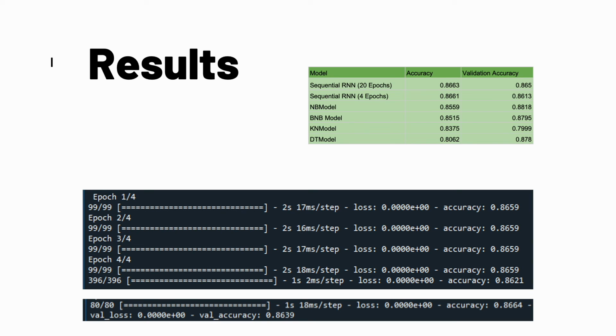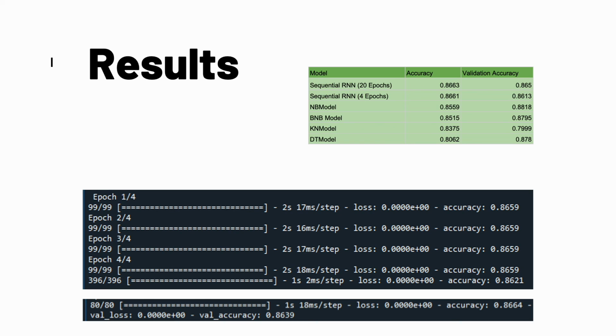We ran some other classifying models to compare our results to see if our model that we had trained was superior or inferior to some of the other classifying models. So other models that we ran for classifying were naive Bayes, Bernoulli naive Bayes, K-neighbor, and decision tree. The training accuracy was inferior for all 4 of those, with the highest being naive Bayes at 85.6%.